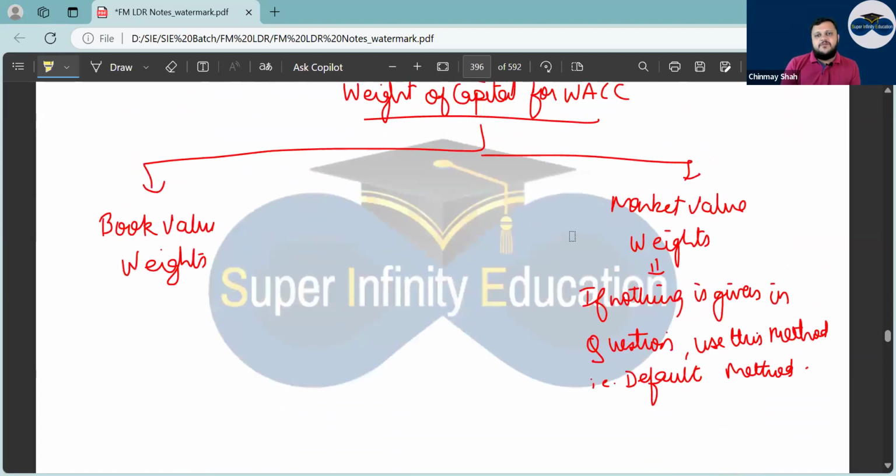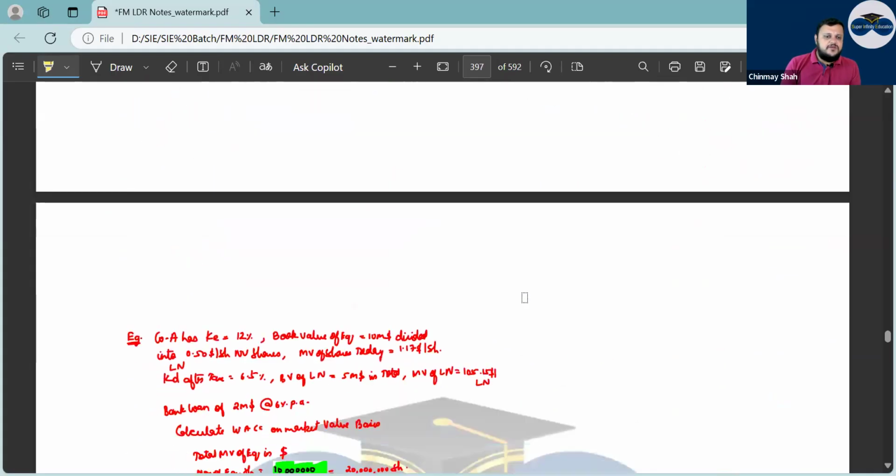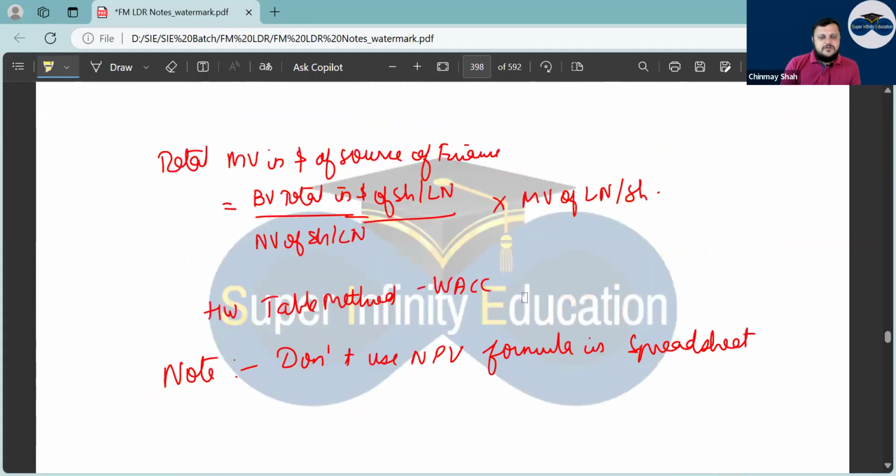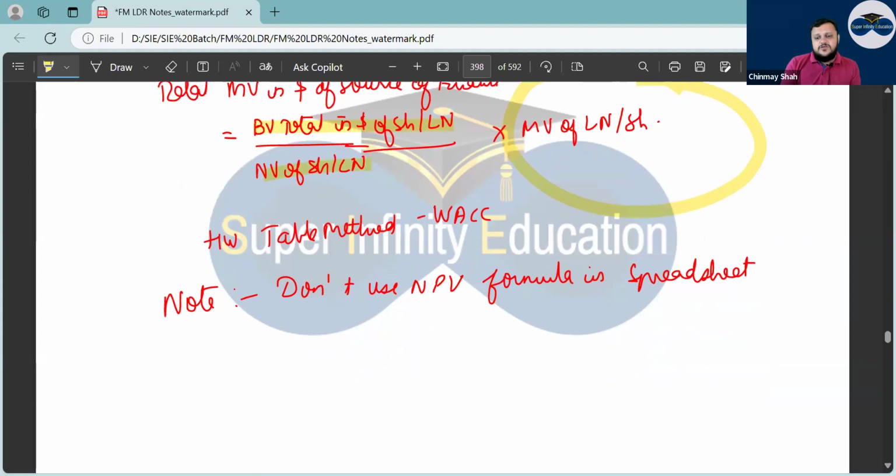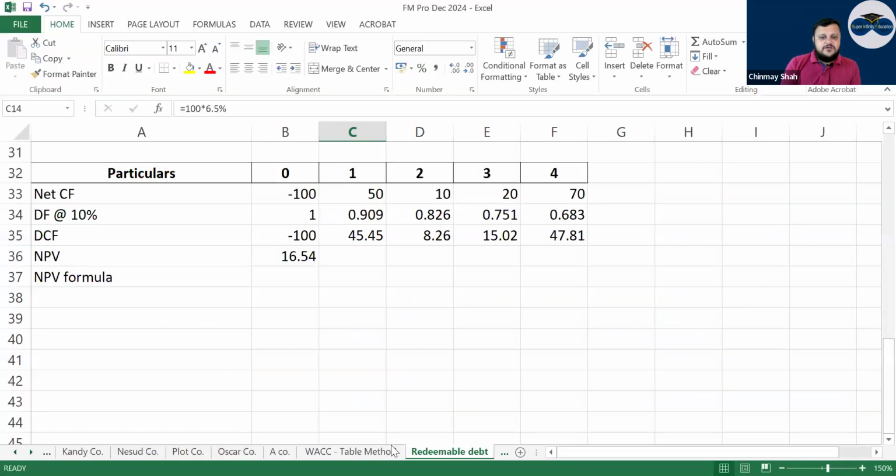Then weights of capital for WACC. Book value weights you can use, correct? Or market value weights. If nothing is given, market value weights is the favorite way, right? Default method. Then how to find the total market value, right? Book value total in dollars of shares or loan note divided by nominal value of shares or loan notes, multiplied by the market value of loan note or share, right? And also the table method of WACC is always better.